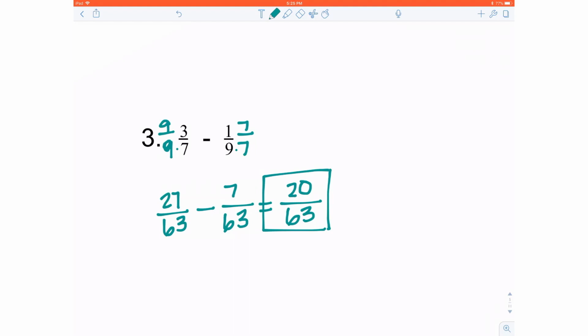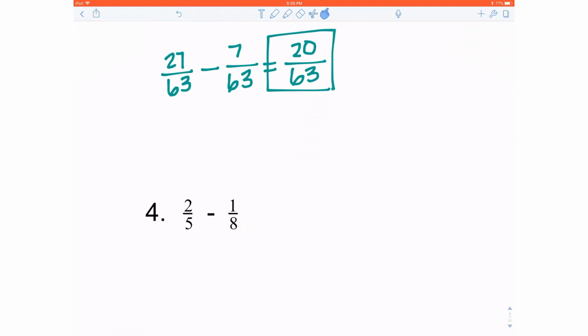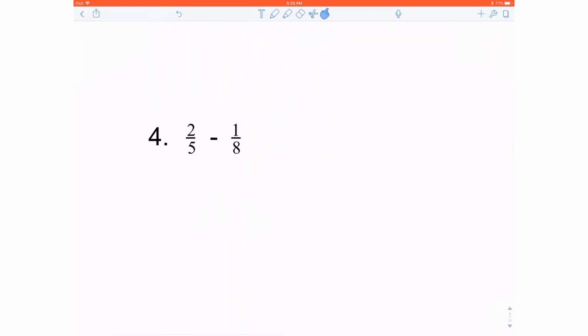Can we simplify it? Doesn't look like it. I'm going to move on. We'll have a couple other ones we can simplify that we can practice together. Go ahead and give this question a try before I show you how to do it. Go ahead.